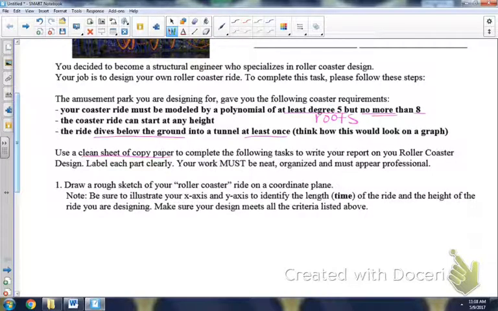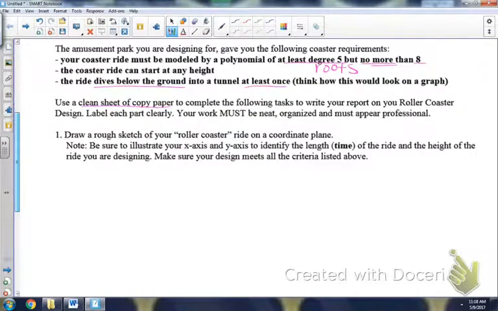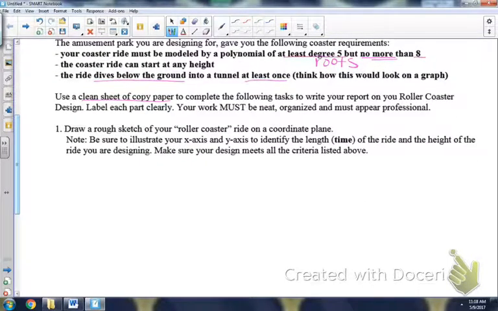All right, so let's look at number 1. I'm going to do an example, so that way it'll help you understand what exactly you're trying to do. You're drawing a rough sketch of your roller coaster on this paper. You're using the coordinate plane. Now, I'm not going to be worried about any negative x values. We will look at some negative y values because it's going to go under or in a tunnel. It says be sure to illustrate your x and y axis to identify the length, which is going to be your time.